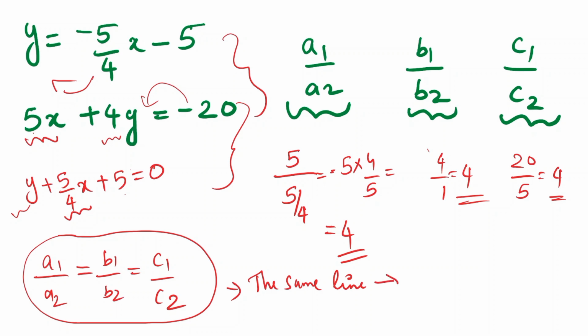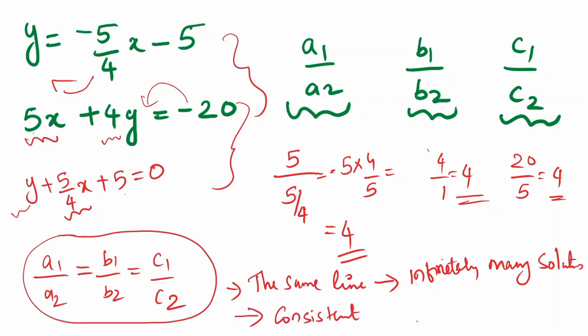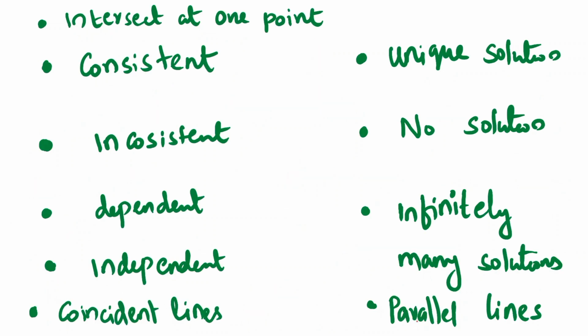If it is same line, we will get infinitely many solution. Okay, and as we are getting solution, we can say it is consistent. Definitely it is dependent each other because it has the same y-intercept. Okay, please help me here. Here it is a1 by a2 equals b1 by b2 equals c1 by c2.